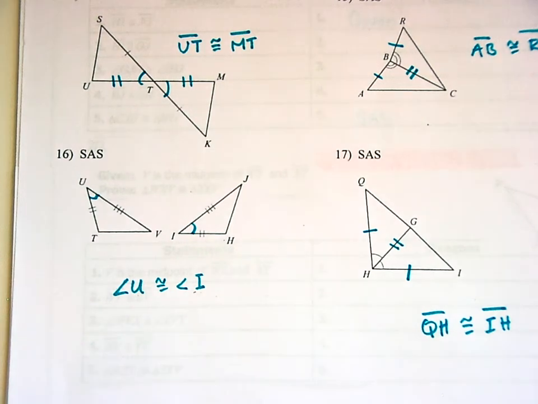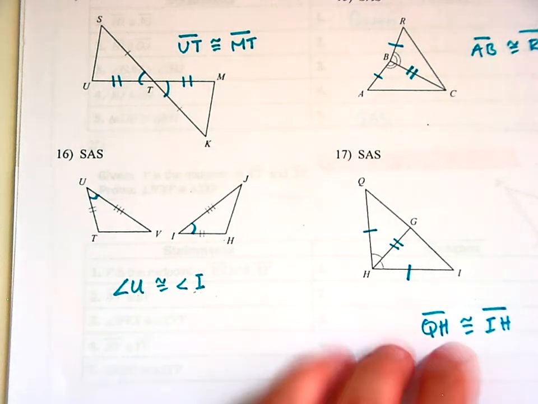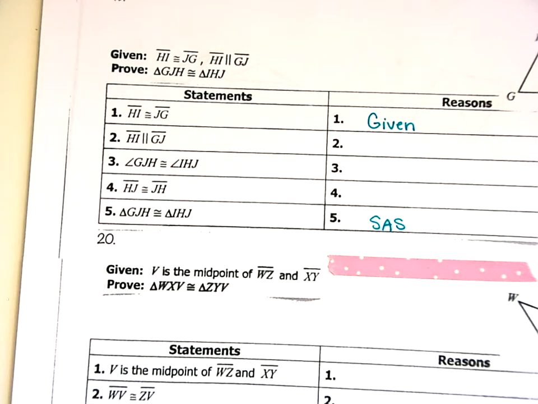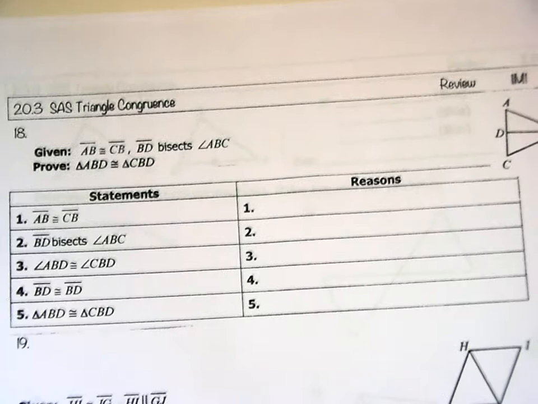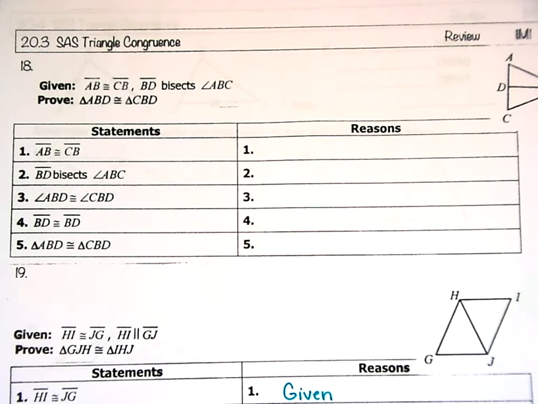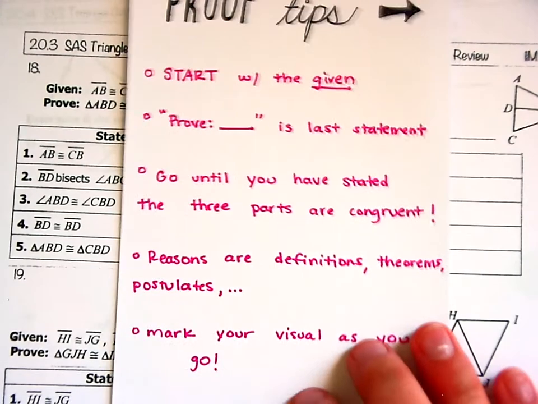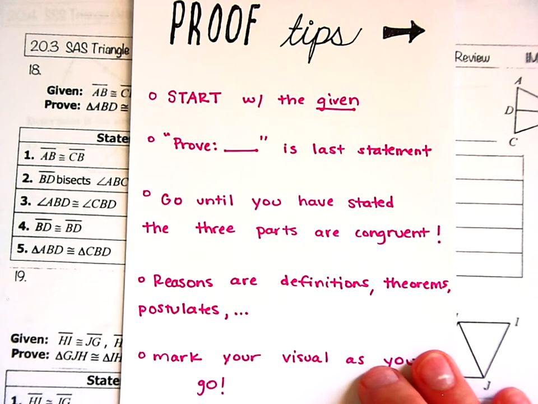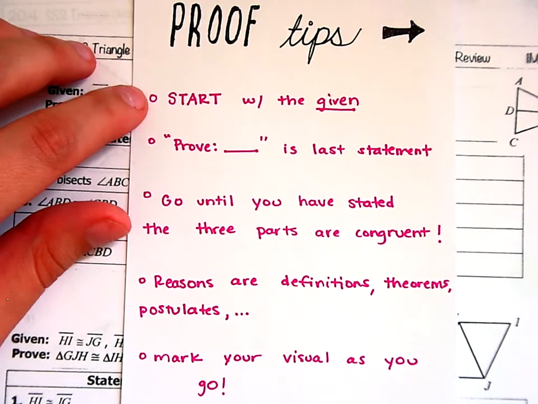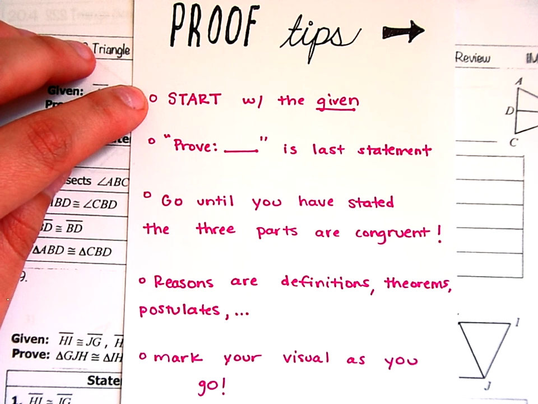Okay, so we're going to move on to some proofs now. We won't do a ton, but I do want to show you guys what that looks like for these triangle congruencies. So we're on side angle side still. And before we do these proofs, I quickly want to show you guys some tips for doing proofs, particularly for triangle congruencies. The first thing that we always do with 2-column proofs is start with the given.